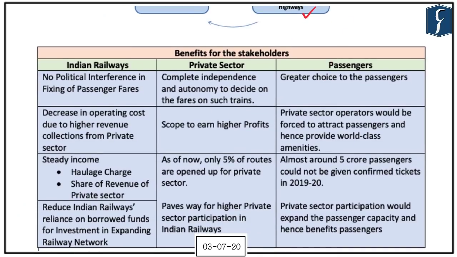So let us now analyze the benefit of this mechanism to various stakeholders. If we analyze the stakeholders, there are three such stakeholders in this particular equation. The first is Indian Railways, then the private contractor, and then finally the passengers. Now let us start with the passengers. It will obviously benefit them because it will enhance the choices available to the passengers.